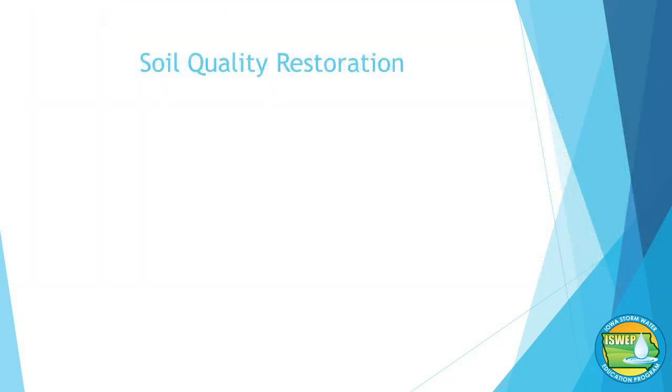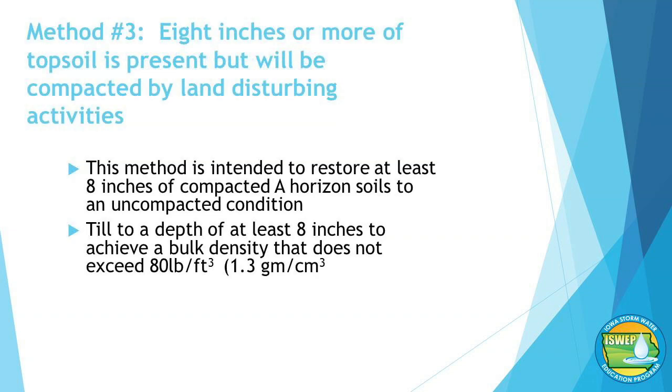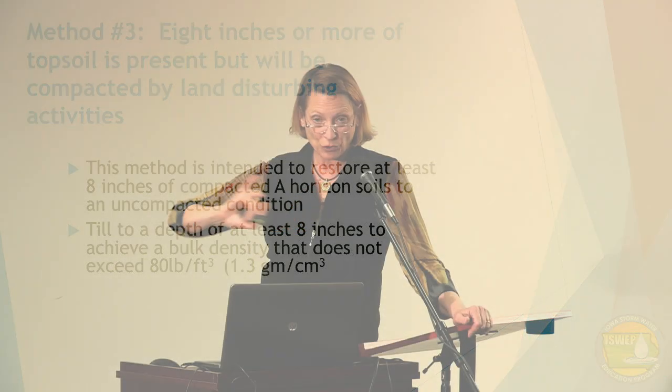Then once you have impacted the soil, you've compacted it, moved it around, graded it, we looked at alternative methods. Our goal, reminding you, is 8 inches of functional, healthy soil. So the next method is you have 8 inches or more of topsoil, but it's going to be compacted. It's not going to be stripped, but it's going to be compacted. So then what are you going to use to try and remediate that compaction?